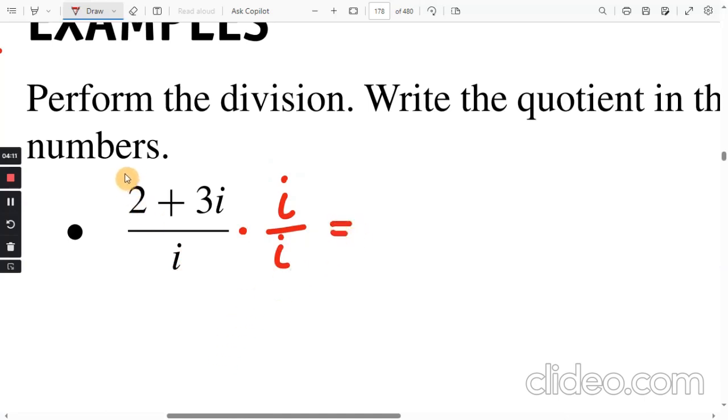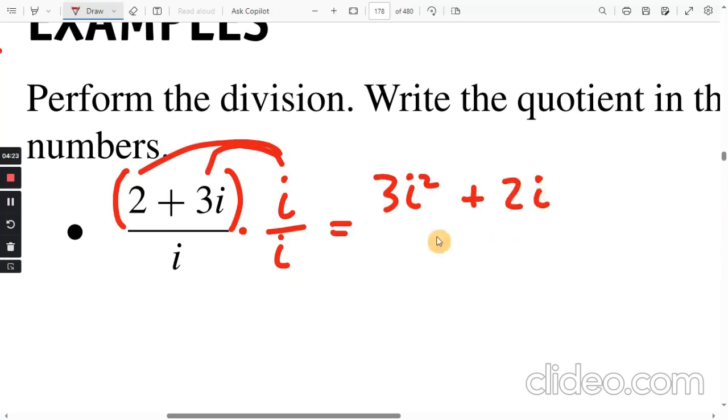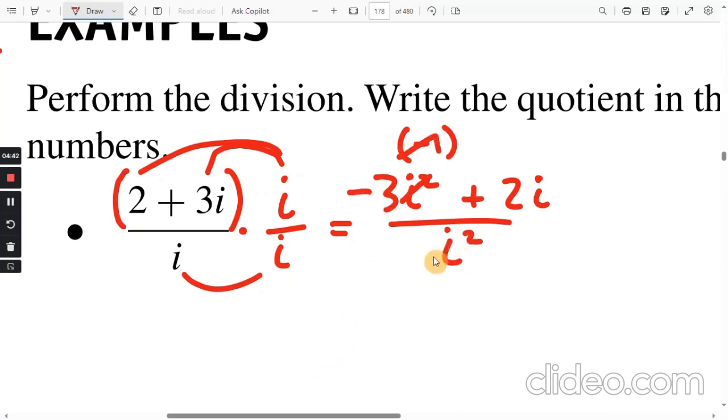All right, so let's see. Distributing I times 3i is 3i squared. And I times positive 2 is positive 2i. And the denominator, I times I is I squared. Remember that I squared is the same as negative 1. And of course, 3 times negative 1 is negative 3. I squared right here is negative 1. And plus 2i, we can't do anything with that.